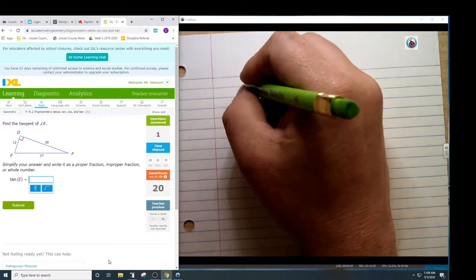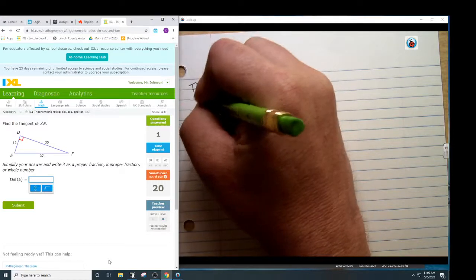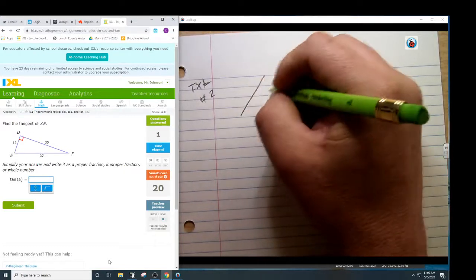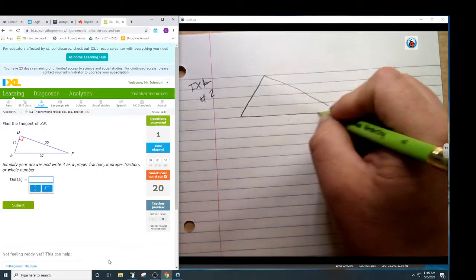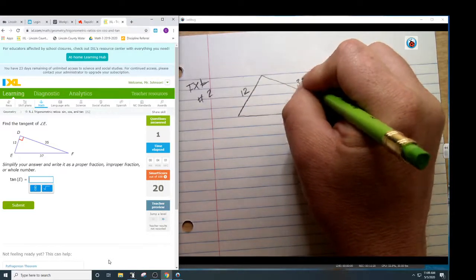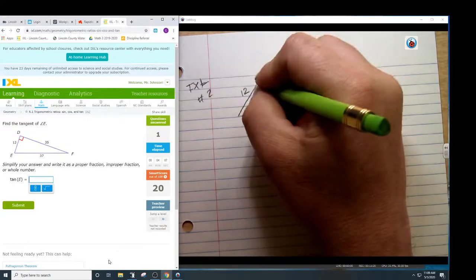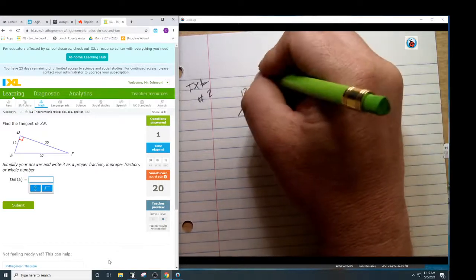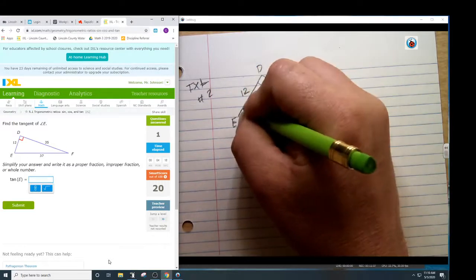Now this is IXL number 2. The sides are 12, 35, and 37. Here's my right angle. It wants the tangent of E. First of all, you need to identify where E is. D, E, F. Here's E. So that's the theta here.